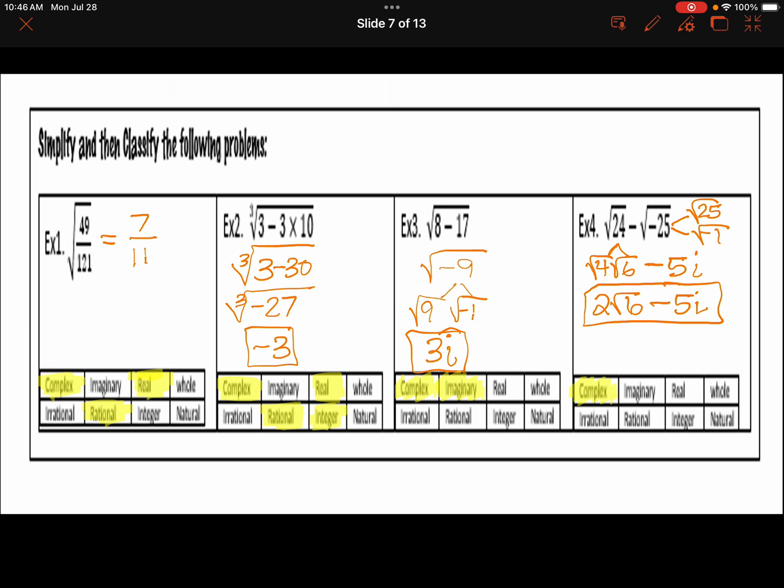All right, so that concludes today's lesson over the complex number system.